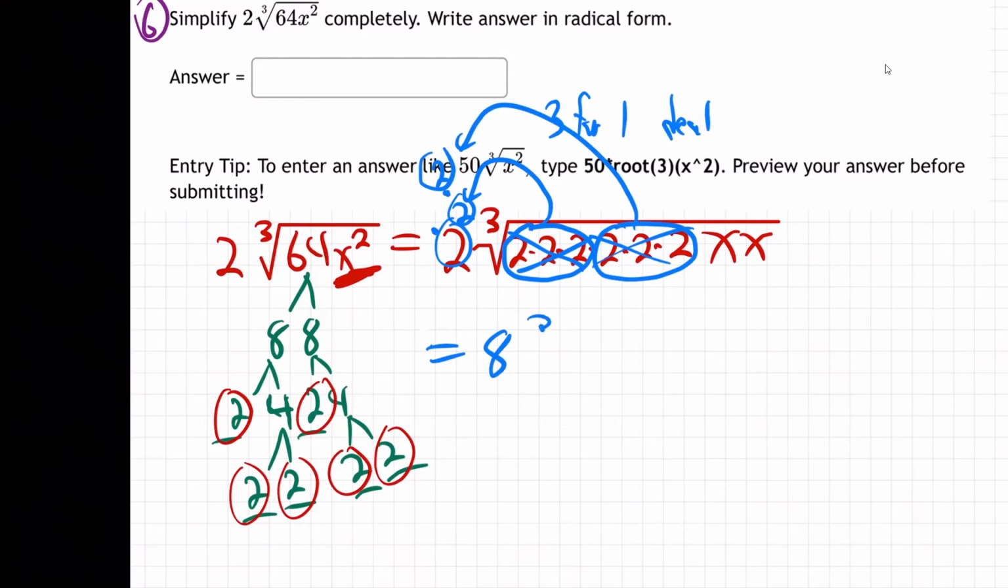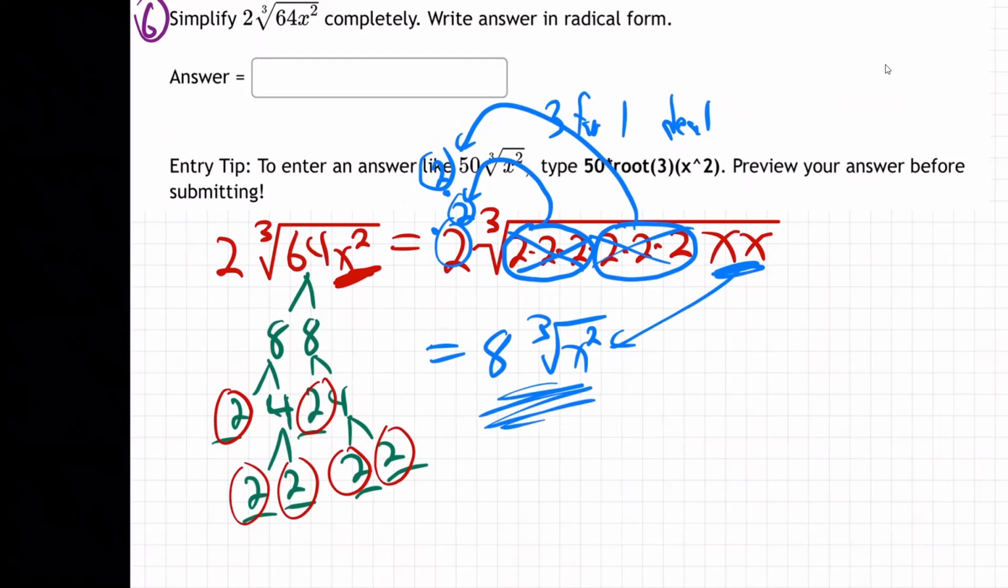And then, okay, what's left on the inside? Well, these 2x's can't come out, so we just turn them back into x squared. Because there wasn't 3 of them, right? You got to have 3 of them. If there had been a third x, then I would have circled them and sent out an x, and the root would have vanished because there would have been nothing left in the root. There'd be no more root. That happens sometimes. But that didn't happen this time. There was not a third x. There was only 2. So they had to stay inside, and that's my final answer.